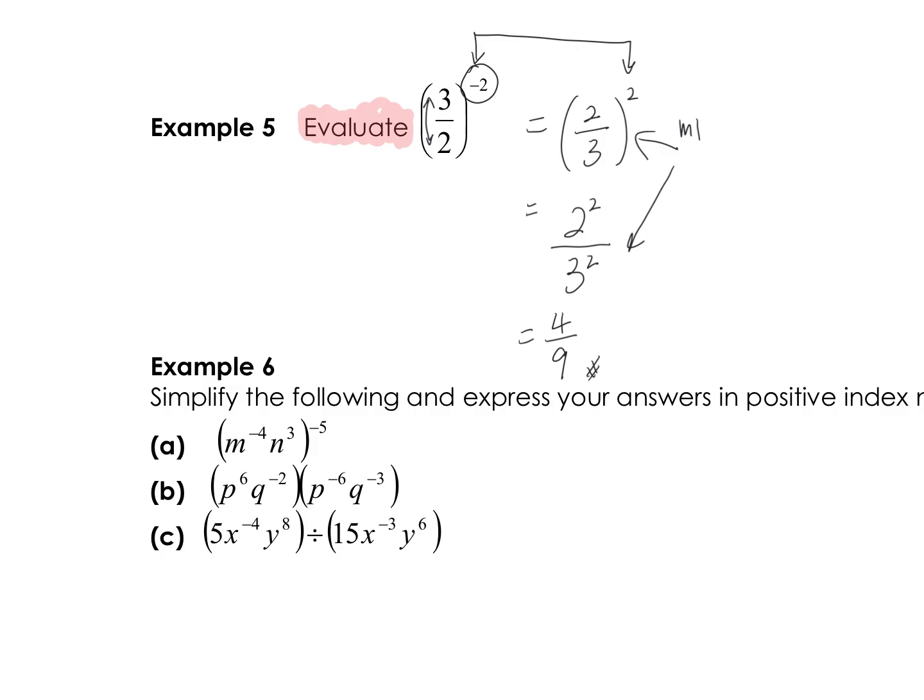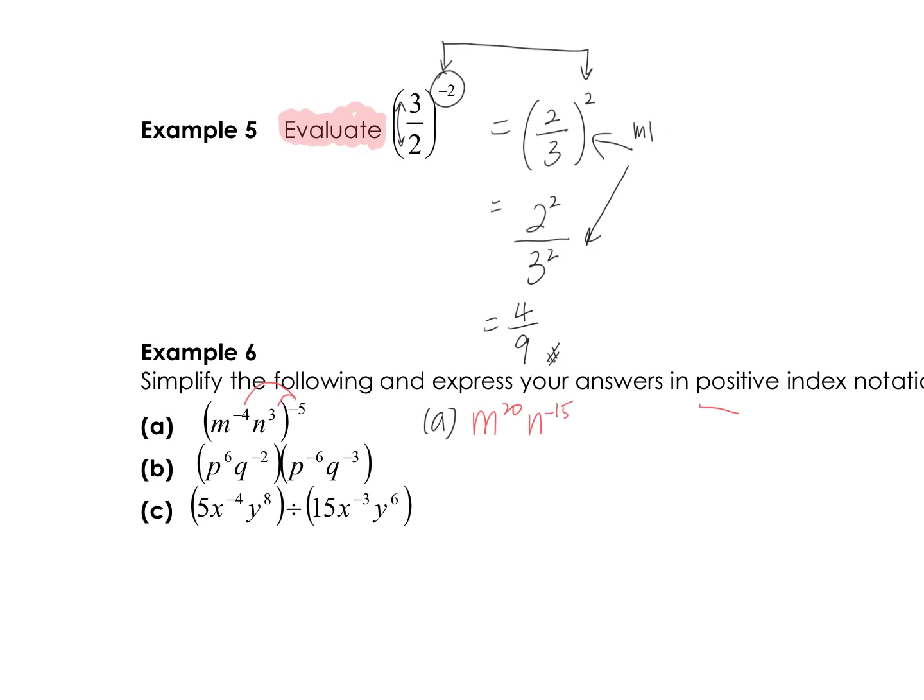Okay, Hashid, give me the answer for part A. When it's separated by a bracket, what do you do to the power? Okay, so what do you get? Okay, but if you look at the question, they say they want your index notation to be positive. Means all the power must be positive. So I need to change the negative one to positive. So what should I get?